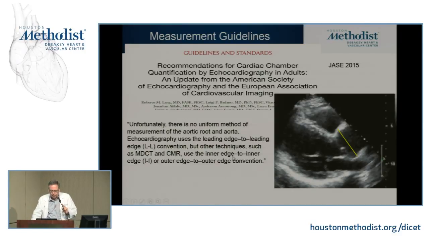So there was this document that talked about recommendations for measurements, and I put this quote from the document. Unfortunately, there is no uniform method of measuring the aortic root. I agree 100% with what Faisal said, that probably outer edge to outer edge gives us the most defined measurement that would agree with the pathology seen by the surgeon. However, echo was done with leading edge to leading edge, and the importance of that is that the measurements that we use for normality are based on that.